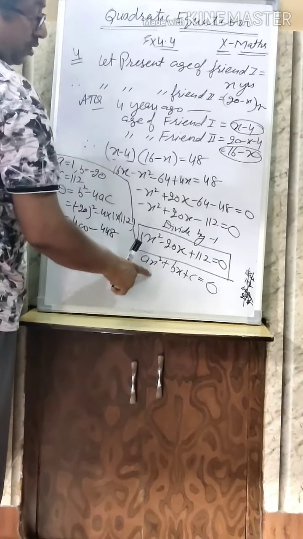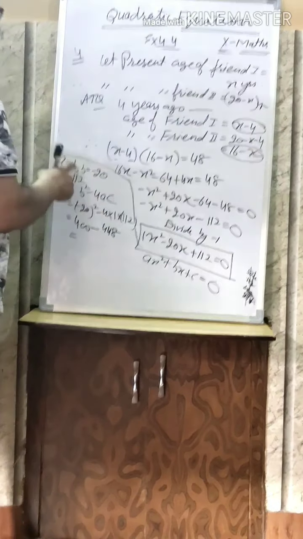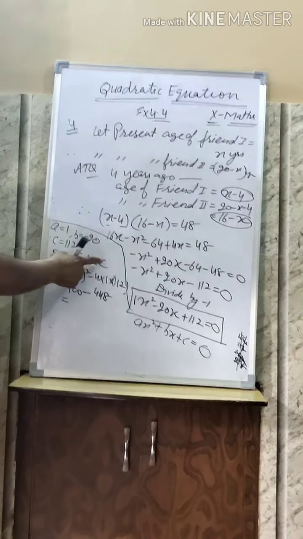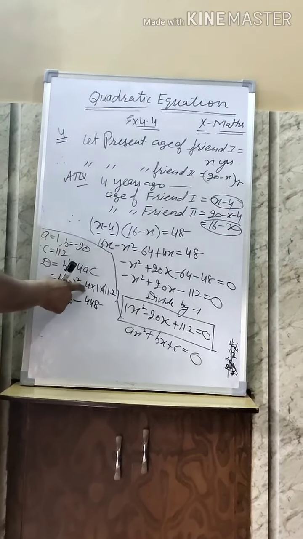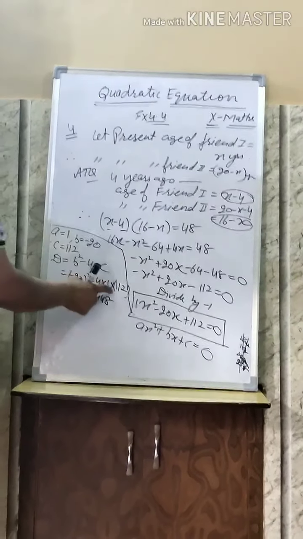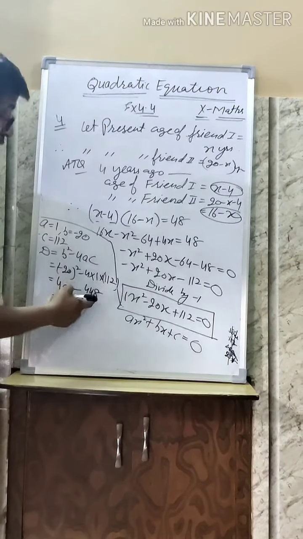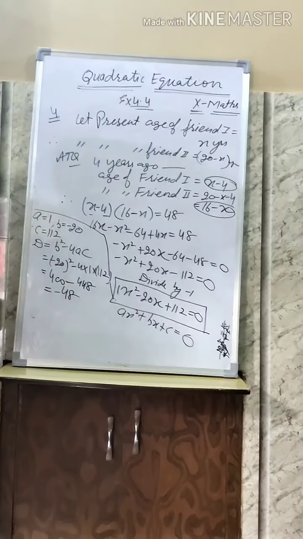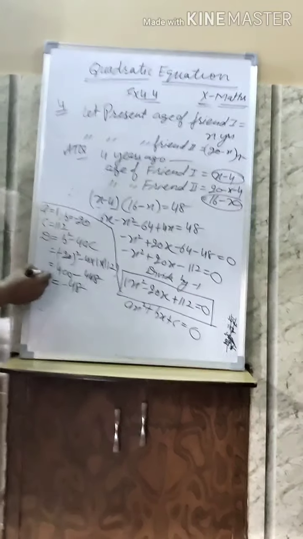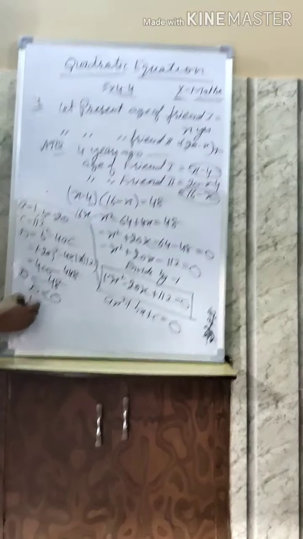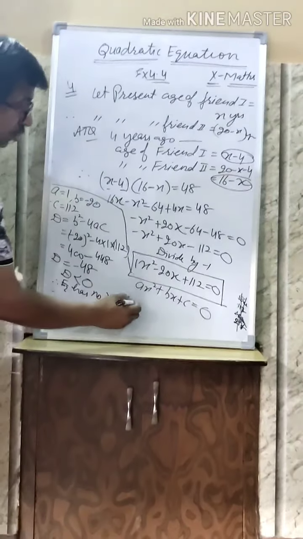And now you see here, again you can check. First you take the values of a, b, c. a is 1, b is minus 20, c is 112. So D is b square minus 4ac: minus 20 square minus 4 multiply 1 multiply 112. So 20 square is 400 minus 448. This is minus 48 you are getting. So D value is minus 48. It means D is less than 0. It is negative. So therefore you say the equation has no real roots.